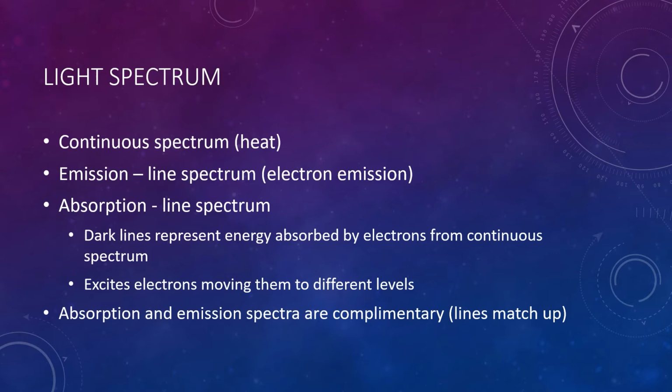Emission leads to the line spectrum, which is electron emission, and then the absorption line spectrum is these dark lines that represent energy absorbed by electrons from the continuous spectrum. So if you have a cool gas, it will actually absorb certain wavelengths from the continuous spectrum, creating the absorption lines. This excites electrons, moving them to different levels. And so absorption and emission spectra are complementary. Both of their lines match up. If you remember, the emission line spectrum is the colorful lines that form, whereas the absorption line spectrum is the lack of lines that form, so the black lines in the colors.